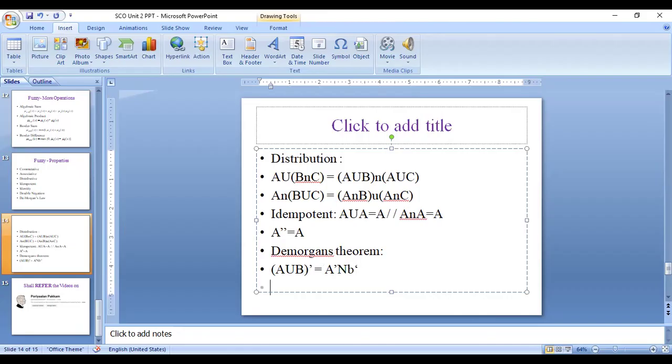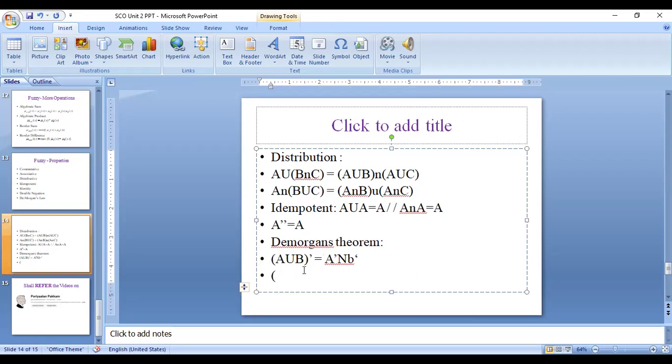One equation for the De Morgan's theorem. Or I can also write like this, A intersection of B, the whole bar can be written as A bar union of B bar. So this is the De Morgan's theorem of the fuzzy logic.